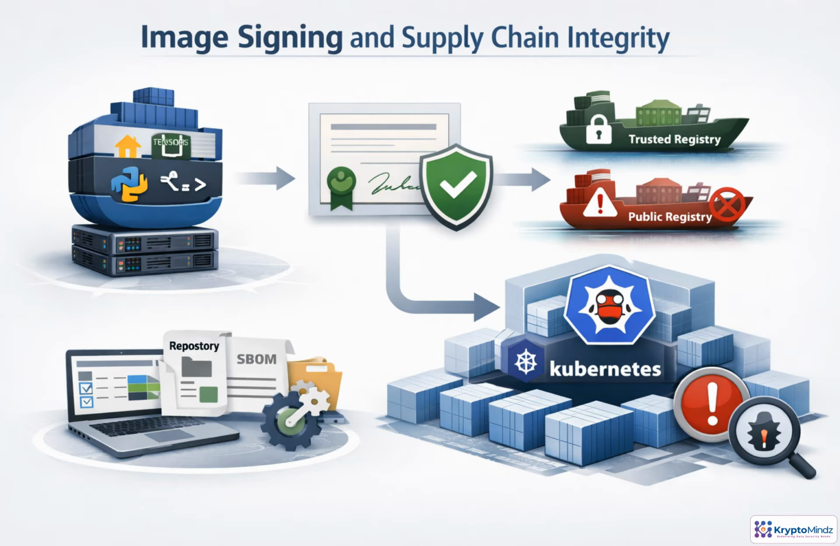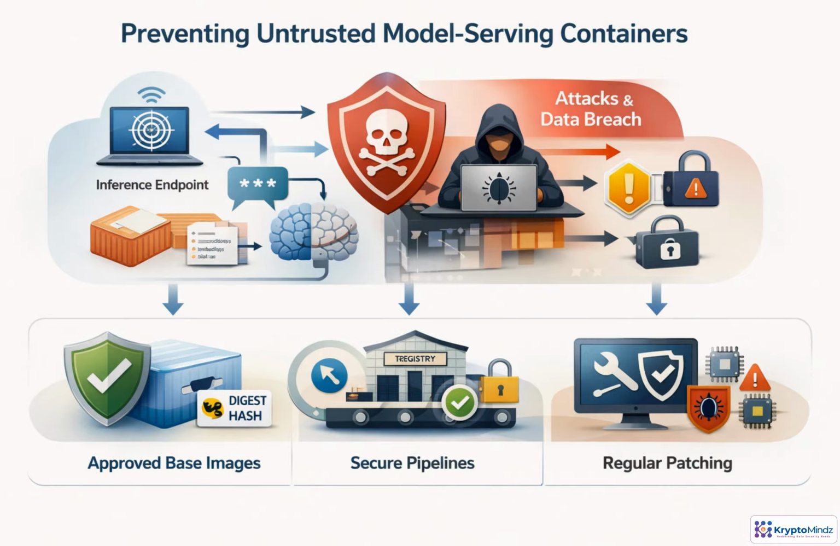Every AI container is an artifact that should prove where it came from and whether it changed. During the build, capture source, dependencies, SBOMs, and vulnerability scan results. Then sign the image and store it only in trusted registries. At deployment time, Kubernetes admission controls verify the signature and provenance before allowing the workload to run. This turns supply chain security into an enforceable gate, not a manual checklist.